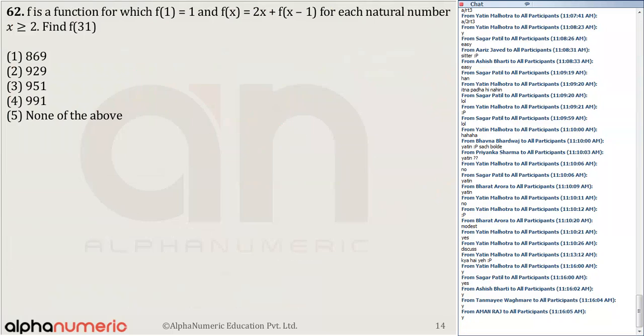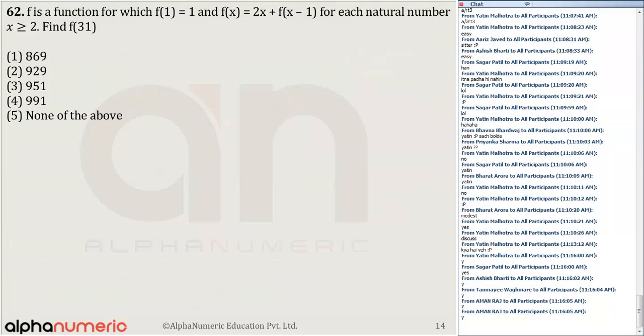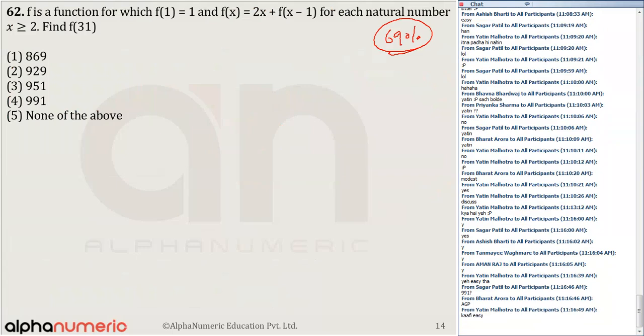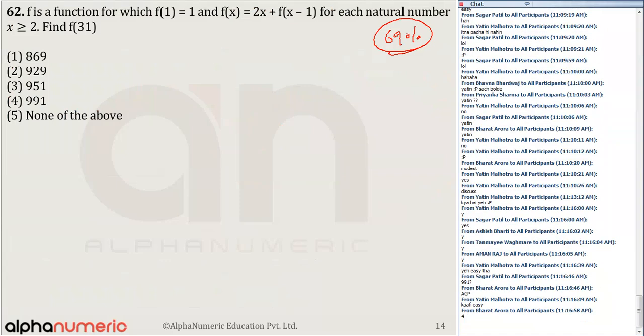Now let's come to question number 62. Question number 62, 69% of you have not attempted this question. Approximately 70% of people did not attempt it. The correct answer for question 62, just give me a minute, let me check what the answer is. The answer is option D, option number 4, 991. Only 17% of you have got it right. So should I discuss this question? Please tell me.